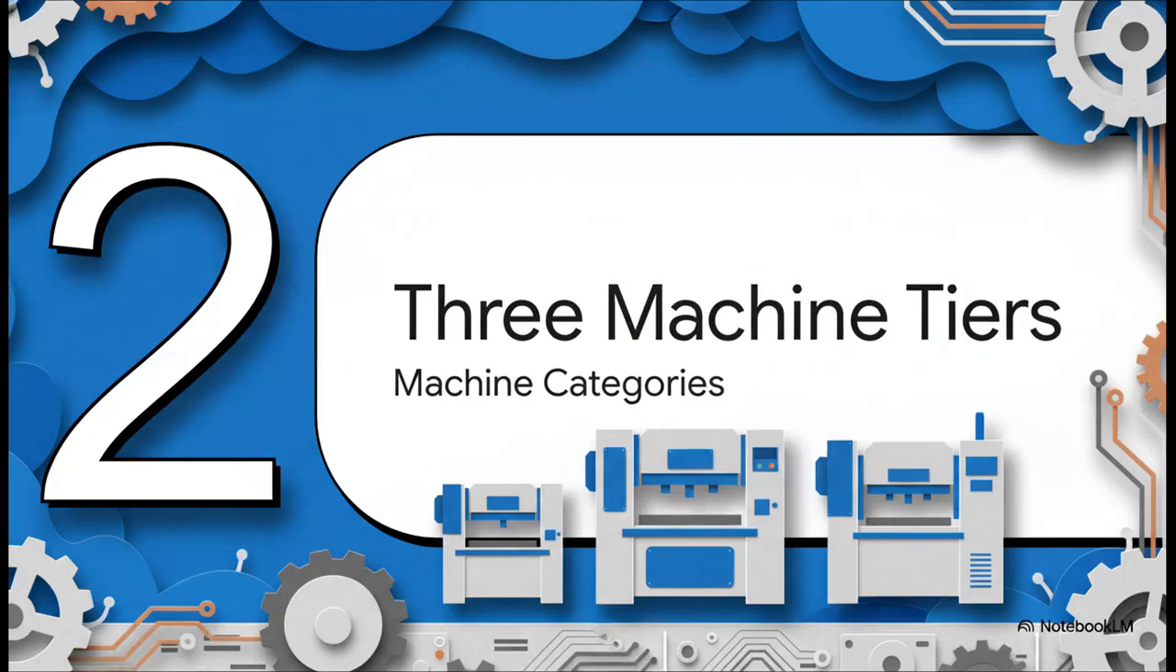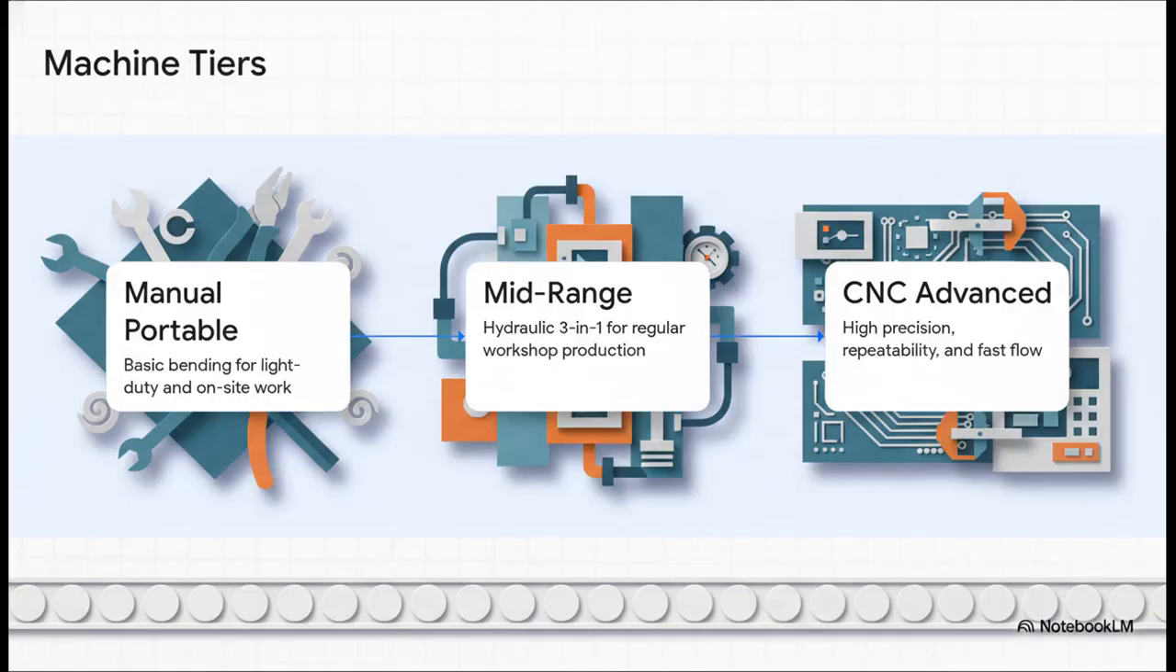Moving right along to Section 2, the three bending machine tiers. Let's see how this builds across three escalating tiers of capability and investment. We start with manual and portable setups, step up to mid-range hydraulic machines, and finally arrive at CNC and advanced processing systems. Every single workshop fits into one of these steps based on their daily workload.